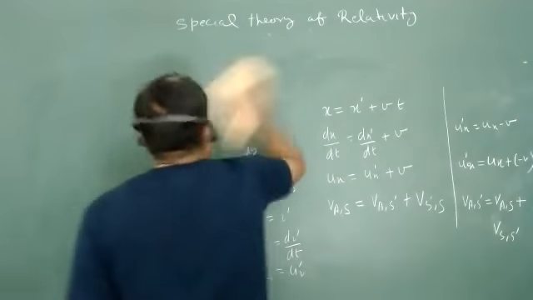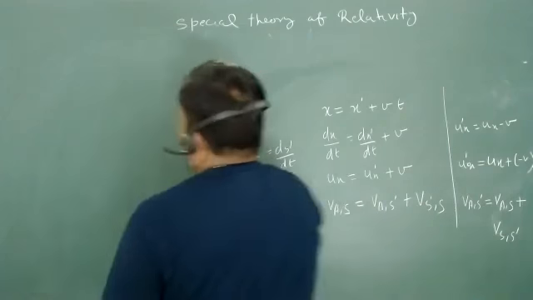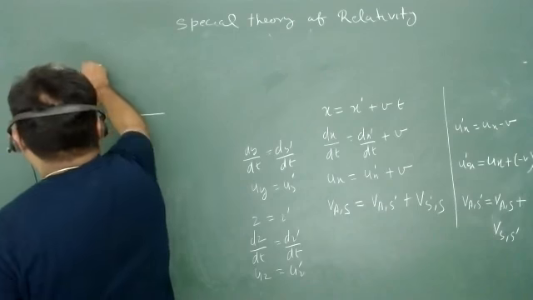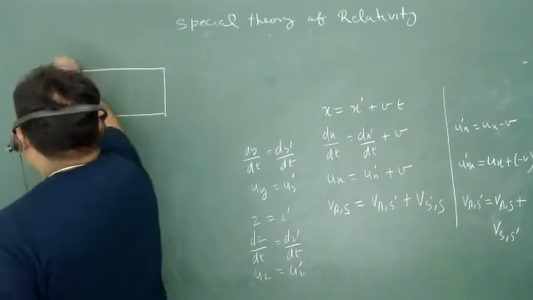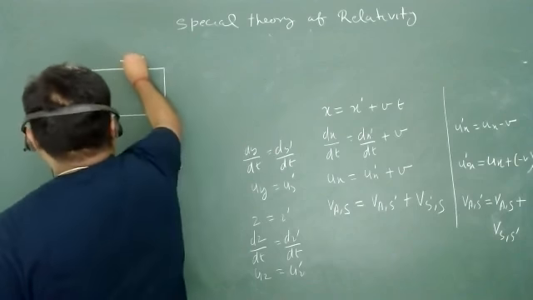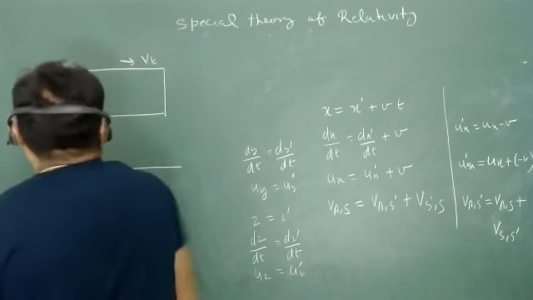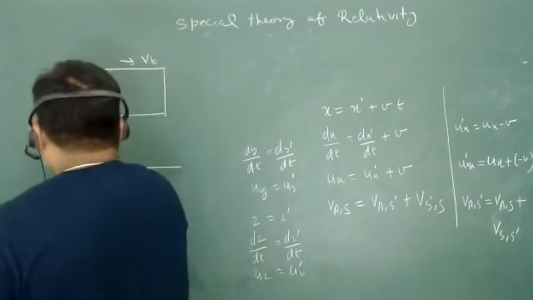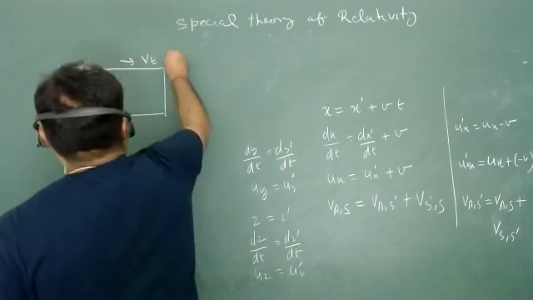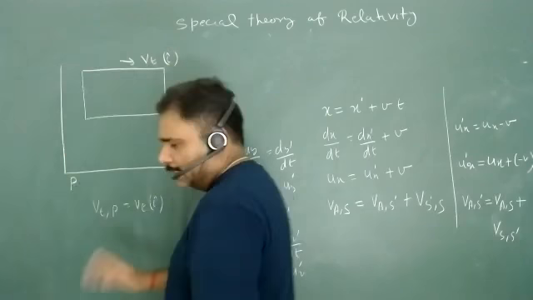Let's try to create one very simple story and see what is going to happen. Suppose there is a train and there is a platform. This train is moving with velocity vt with respect to the platform. The velocity of the train with respect to the platform is vt, and it is moving in the positive i cap direction. Just a simple story.